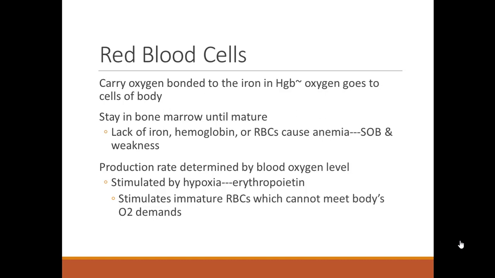So moving on to red blood cells. Red blood cells are the little disc-shaped red cells that go through the blood. They carry oxygen, which is bonded to the iron in hemoglobin, so that they can carry the oxygen to all the other cells of the body. This is how the oxygen we breathe in circulates throughout the entire body. Red blood cells stay in the bone marrow where they mature, and when they're ready, they'll be released into the blood system.